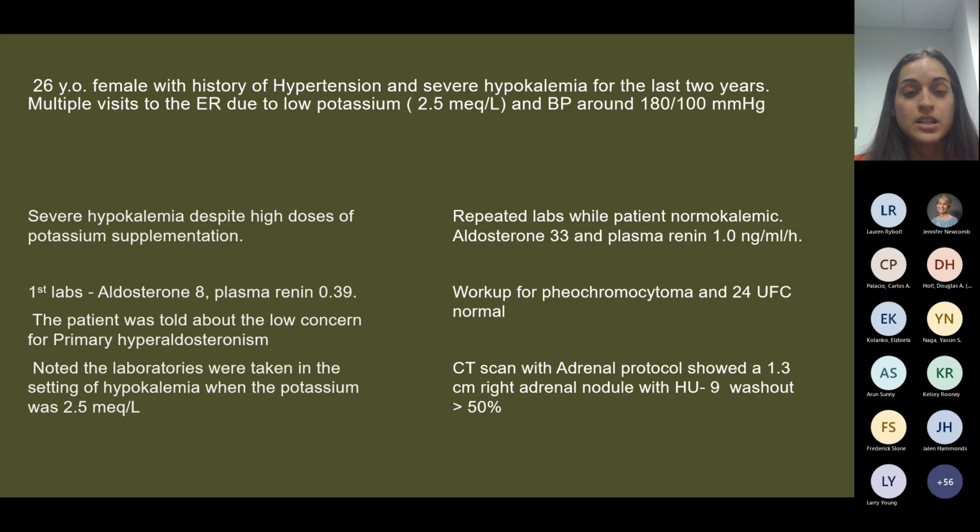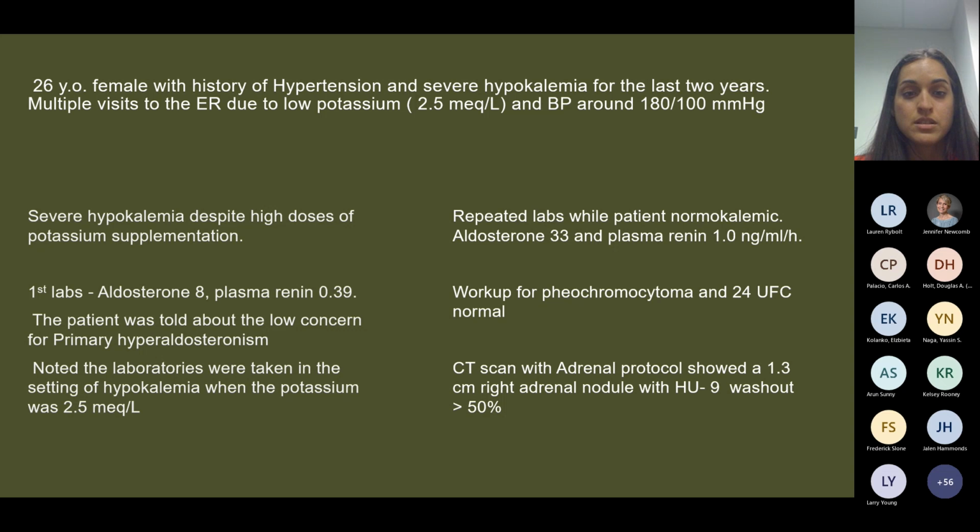When we saw her in the clinic, she already had plasma aldosterone and renin checked. And you can see that the aldosterone level was 8 and the plasma renin 0.39. So the patient was told about the low concern for primary hyperaldosteronism because the aldosterone was lower than 10. But then when we were reviewing the laboratories and the way that the plasma aldosterone and plasma renin were taken, we saw that the potassium level was very low, 2.5. So something that is important when we are ordering the plasma aldosterone and plasma renin is that we need to make sure to replace the potassium aggressively and try to get the potassium to over 4.